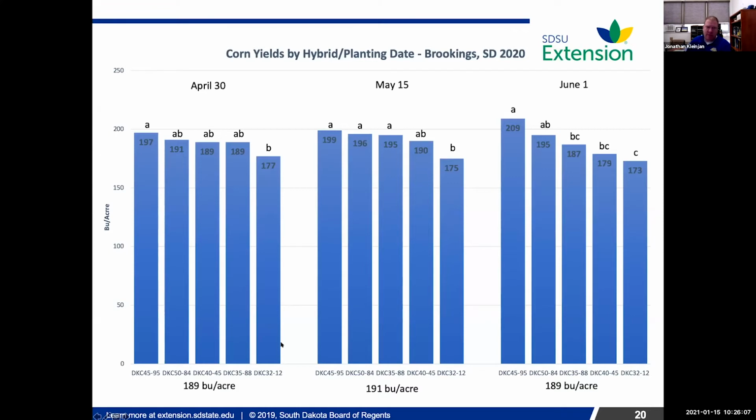There was absolutely no difference due to planting date in 2020. I'll explain this chart as we go. April 30th, May 15th, June 1st, and here are our hybrids. Each bar is a hybrid. But look at April 30th, 189, May 15th, 191, June 1st, 189. So no difference at all between planting dates.